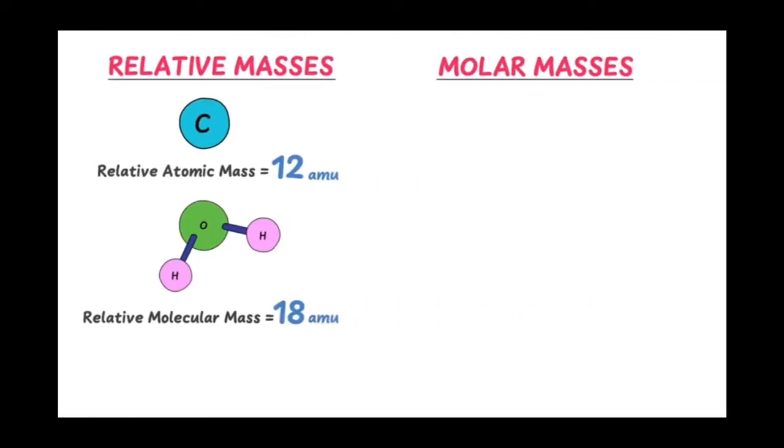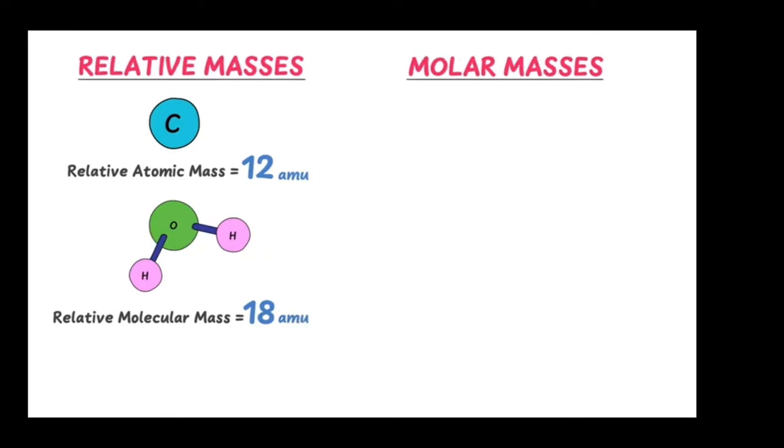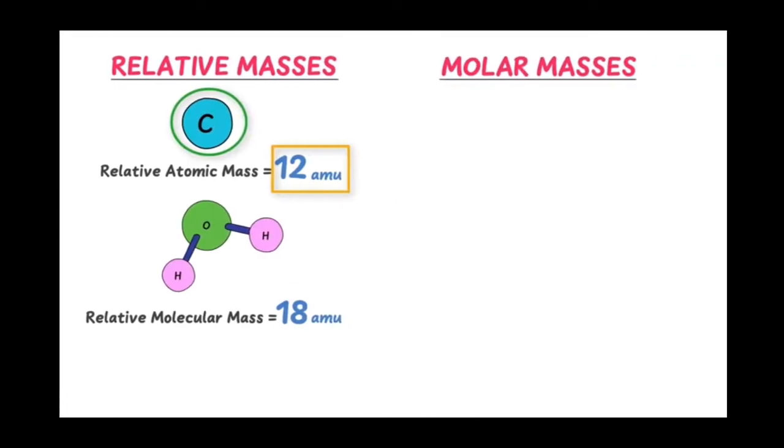Now, let's learn the difference between relative masses and molar masses. Let's take one carbon atom. You know that the relative atomic mass of carbon is equal to 12 AMU. Similarly, take one water molecule; the relative molecular mass of a water molecule is equal to 18 AMU.